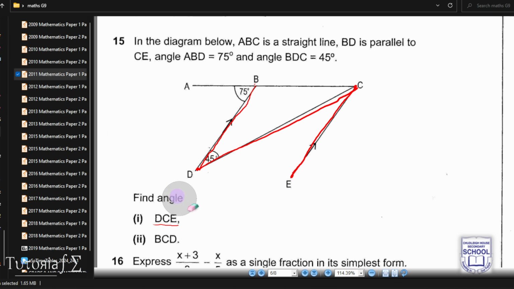Then we come to BCD. So B here, C there, and D. So you need to find this angle here. So again, remember what we said about angles facing each other and stuff. You'll find that. So I'm just giving you a guide here. So you have two questions so far.